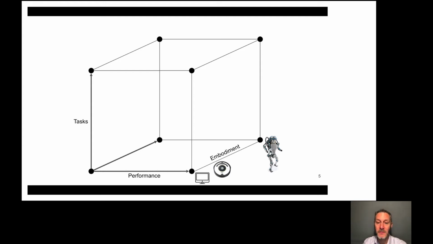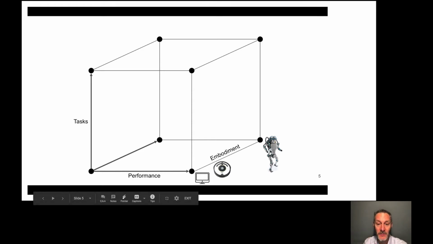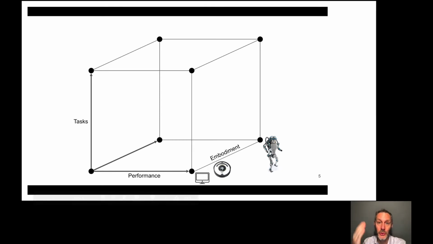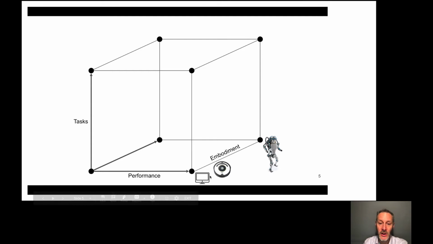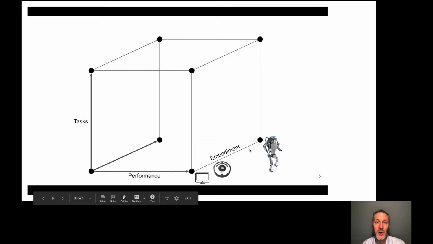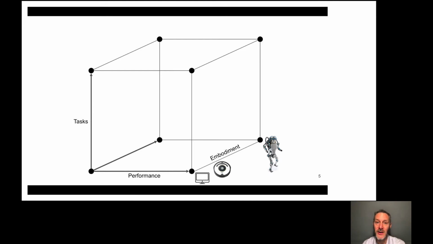So towards the back of this cube, I placed the complex Atlas humanoid robot. Roomba here is closer to the front square of the cube. Roomba is embodied, but it's embodied less than Atlas, and a naked neural network that is waiting for images to be supplied to it for pattern recognition is not embodied at all. So this third dimension is also a reminder that embodiment is not an all or nothing property. We can imagine agents that are more or less embodied.